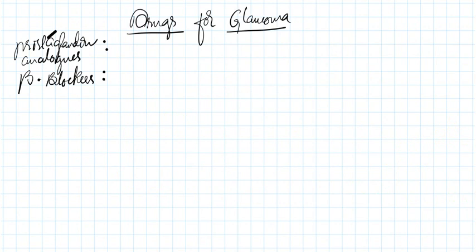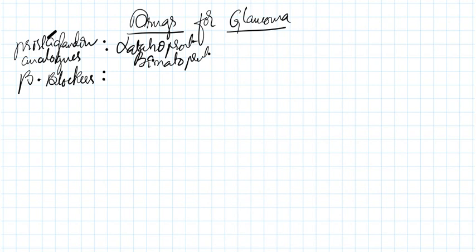So what are the drugs for glaucoma? These things are very much important. Drugs for glaucoma is an important topic, so kindly remember. We will start with something called prostaglandin analogs. What are the important drugs in prostaglandin analogs? It is latanoprost and bimatoprost. These two are important.